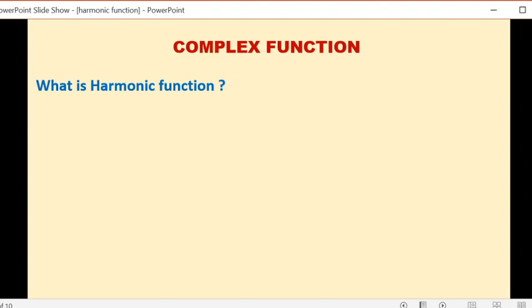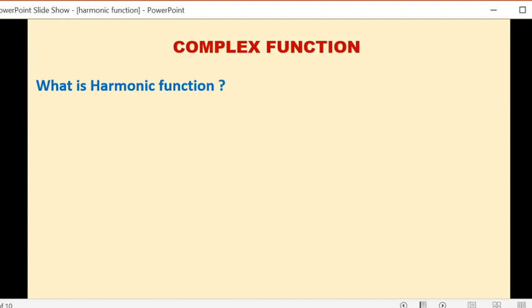Yeah, satisfies Laplace equation. Yeah, correct. It satisfies Laplace equation. Very good. What is Laplace equation? A real function is harmonic. Very good, Jeet. So the first point he has already said: a harmonic function is first of all a real function, it is not a complex function, it is a real function. Okay, all right, and it satisfies Laplace equation.